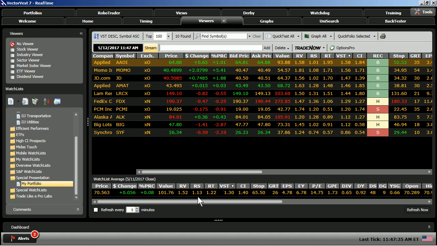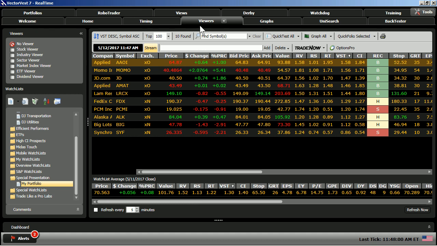Let's say the RV and the RS were both below 1. You would be more of a speculative type trader, not concerned about fundamentals whatsoever. And by the way, RV and RS are both fundamental indicators. So if they were both below 1, you'd be more of a speculative type trader, not concerned with fundamentals whatsoever.